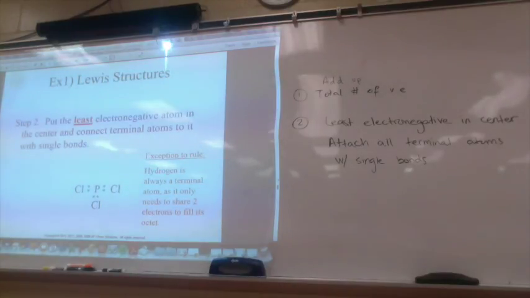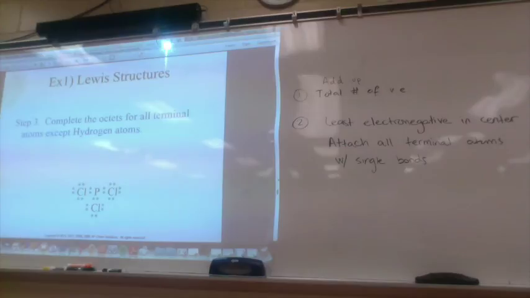All right, the exception to this rule is that hydrogen is always a terminal atom because it only wants ever 2 electrons, so it can never be central, right? Even though it's likely to be the least electronegative in your structure, it's always going to be considered a terminal atom. All right, step 3, complete the octets for all terminal atoms except hydrogen atoms.